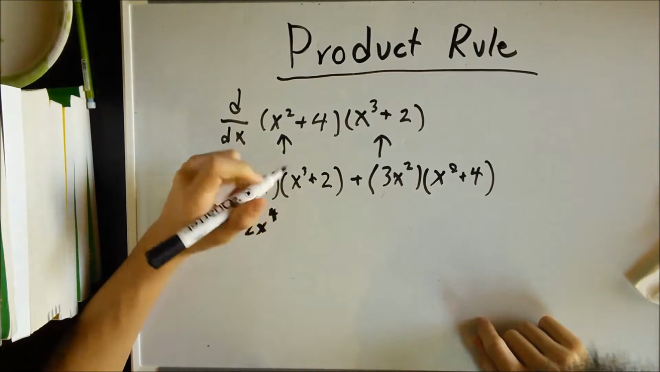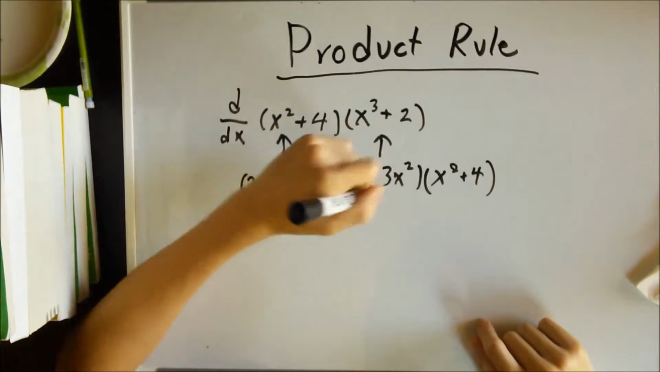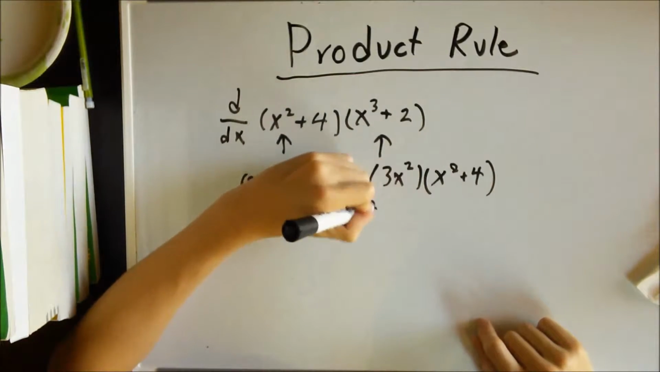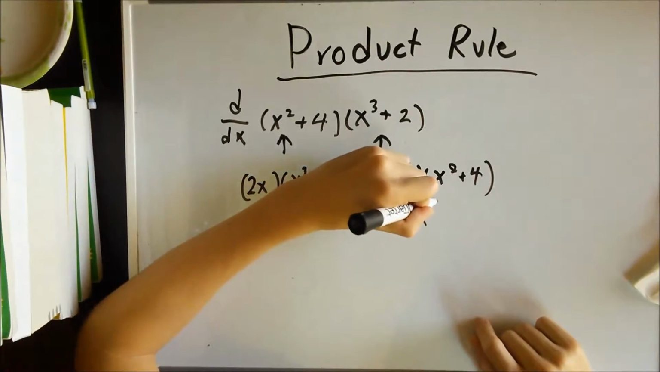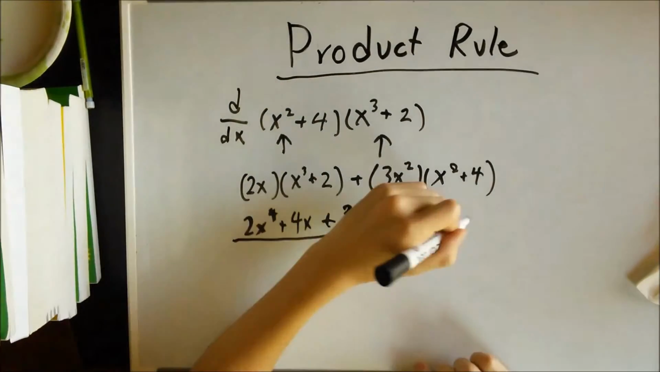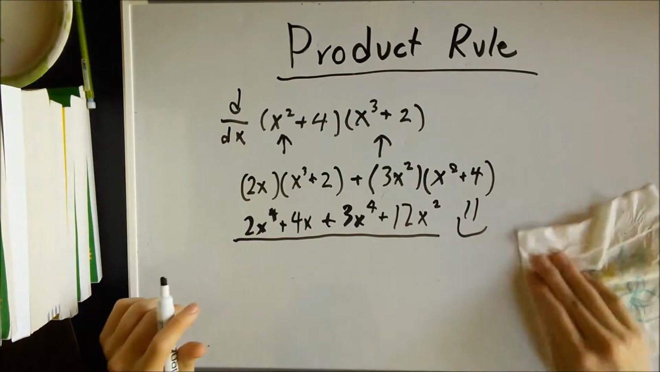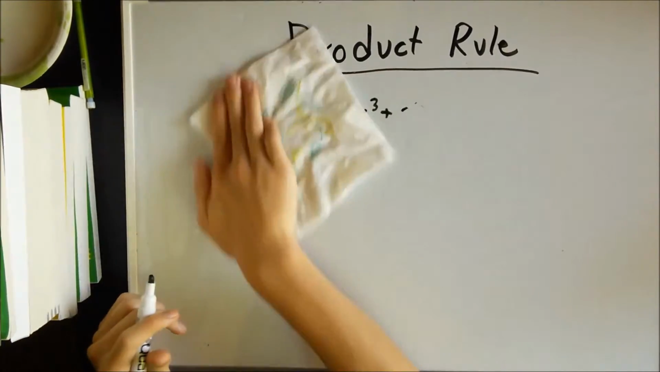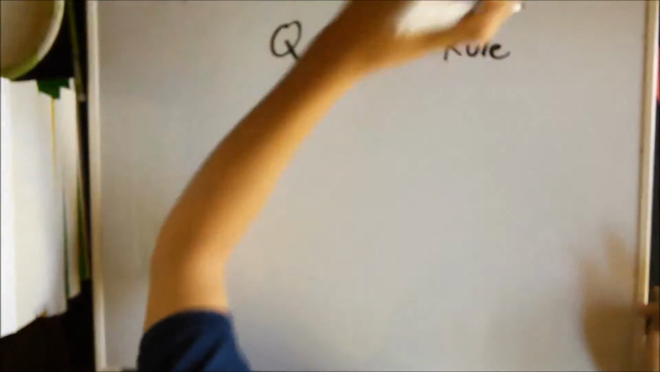After we simplify that, we should get 2x to the 4 plus 4x plus 3x to the 4 plus 12x squared. And I decided not to simplify that because I was a bit lazy, but you should probably simplify that.